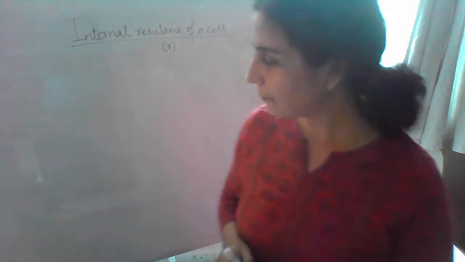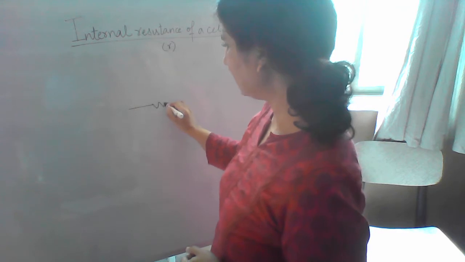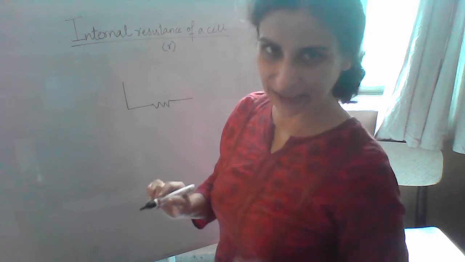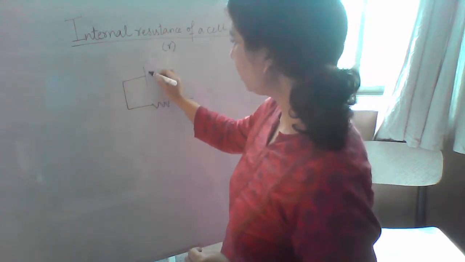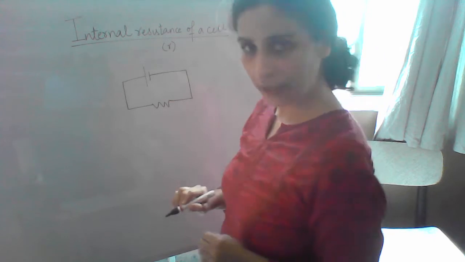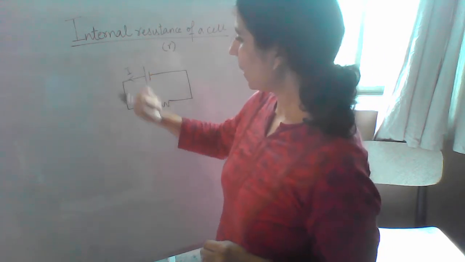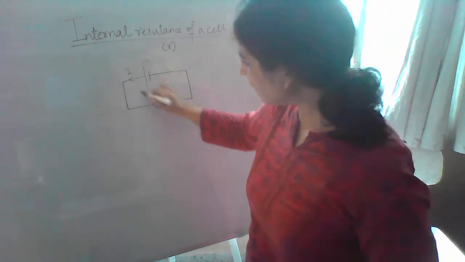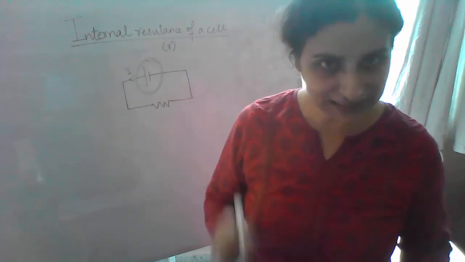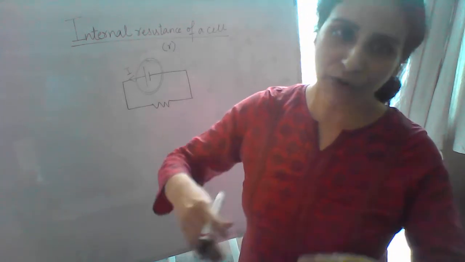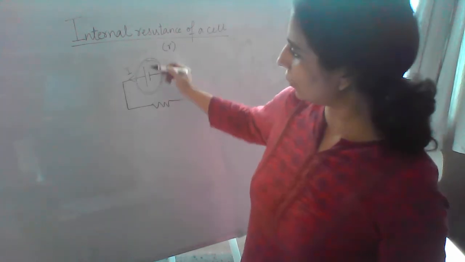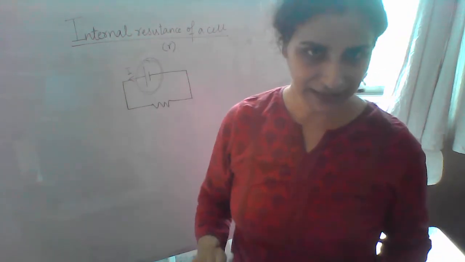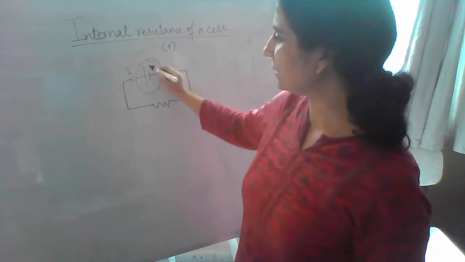So let us imagine that this is my circuit. Current is drawn means the cell is not on its own; we have attached a circuit to it. This is my cell attached, and the current is flowing. So there will be some resistance offered within the cell itself, before the current flows and goes outside. Initially also it has to face some resistance before the current is available in the circuit. That is my internal resistance r.